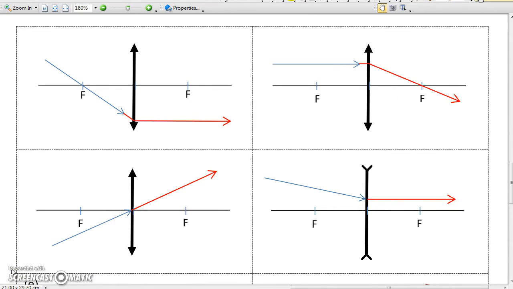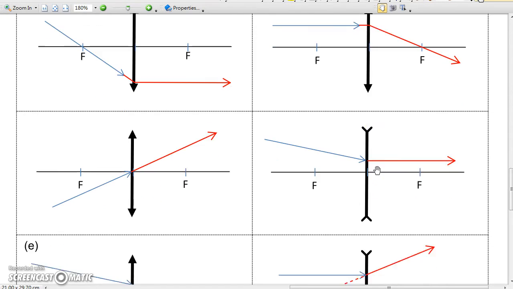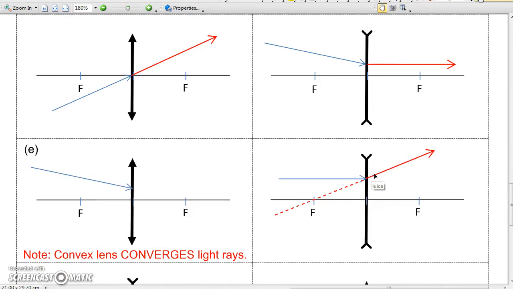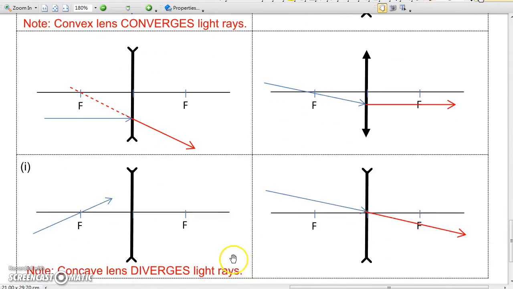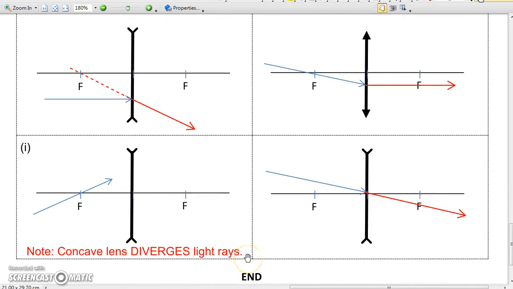When you try to figure out the answer, you should notice what lens it is using in the ray diagram. For that one is convex lens, and that one is concave lens. And the other thing that is also important is to notice that convex lens converges light rays, while concave lens diverges light rays. And now what about the answers for part E and I?